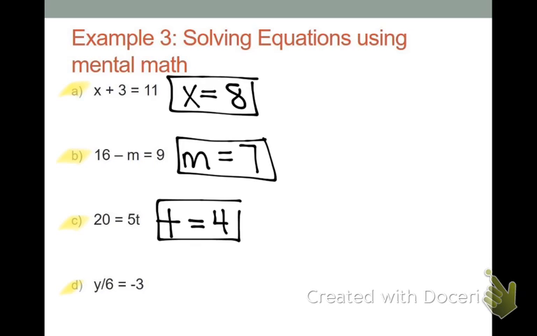Damn, you guys are good. Yes. Negative 18. Negative 18. All right, y equals negative 18. Very good. So yeah, that's it for example 3.